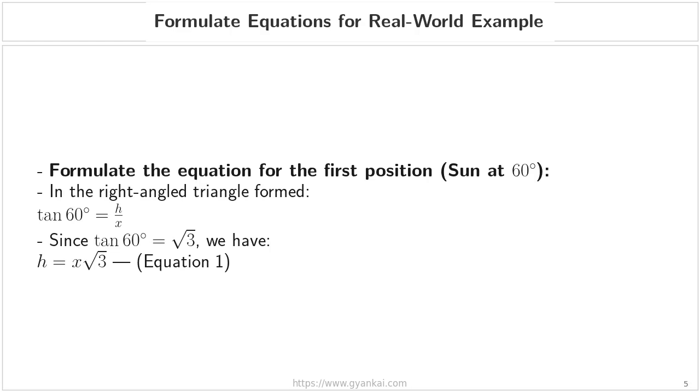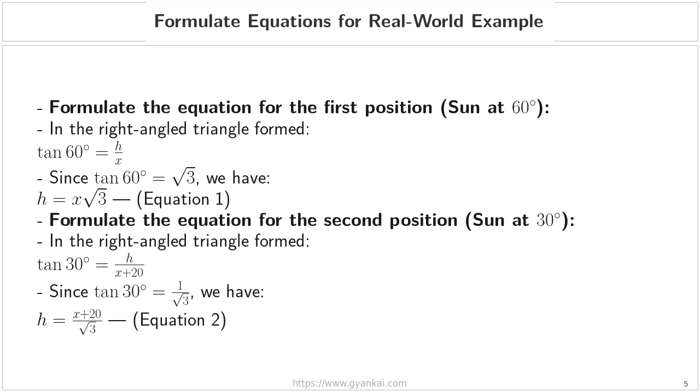Formulate equations for real-world example. First, let's formulate the equation for the first position, where the sun is higher in the sky at 60 degrees. If you look at the right-angled triangle formed by the pole and its shadow, we apply the tangent ratio we discussed earlier. We have tangent of 60 degrees equals height h over the initial shadow length x. Remembering our trigonometric values, since tangent of 60 degrees is equal to the square root of 3, we can rearrange this to isolate h. This gives us our first important equation: h equals x times the square root of 3. Let's label this as equation 1.